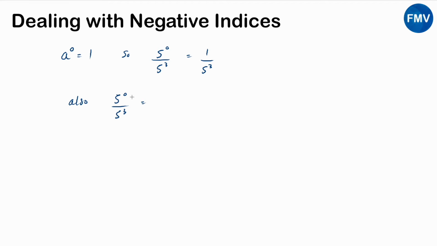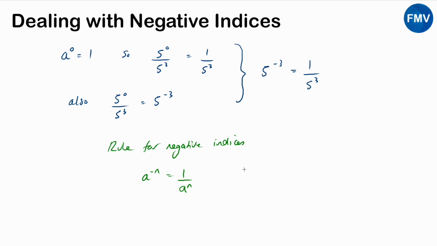Also, if we look at this using the division rule for index laws, 0 minus 3 is minus 3. So we know 5 to the 0 divided by 5 to the 3 is 5 to the minus 3. Bringing this together, we know that 5 to the power of minus 3 is equal to 1 over 5 to the 3. So our rule for negative indices is a to the negative n is equal to 1 over a to the n.